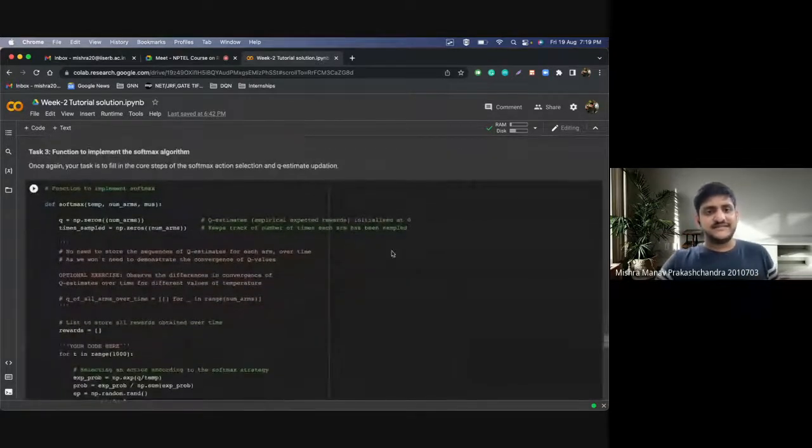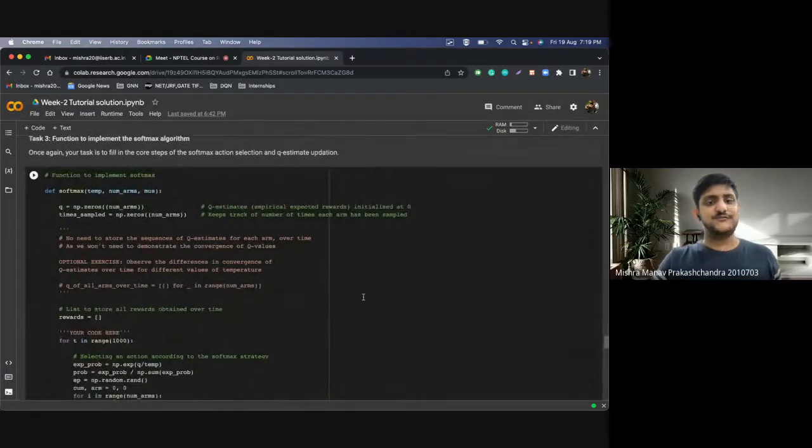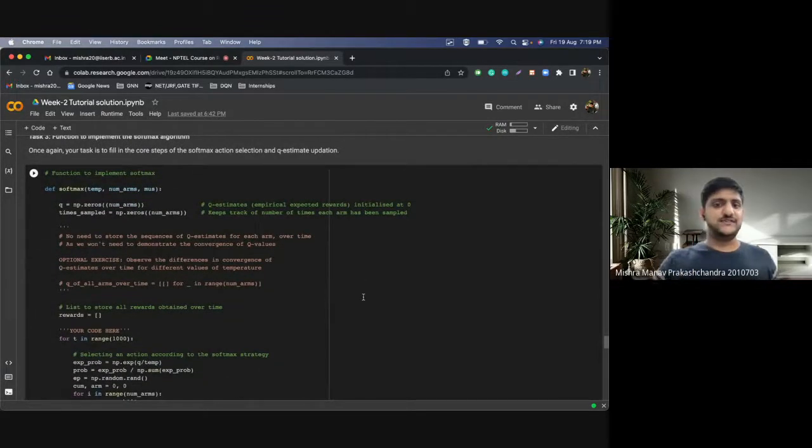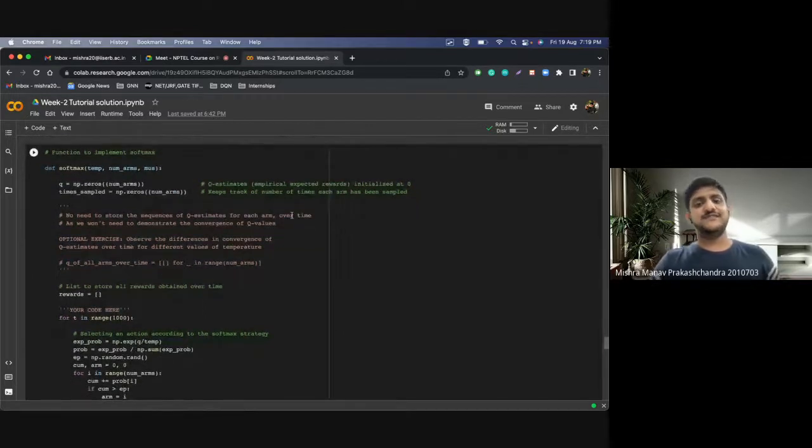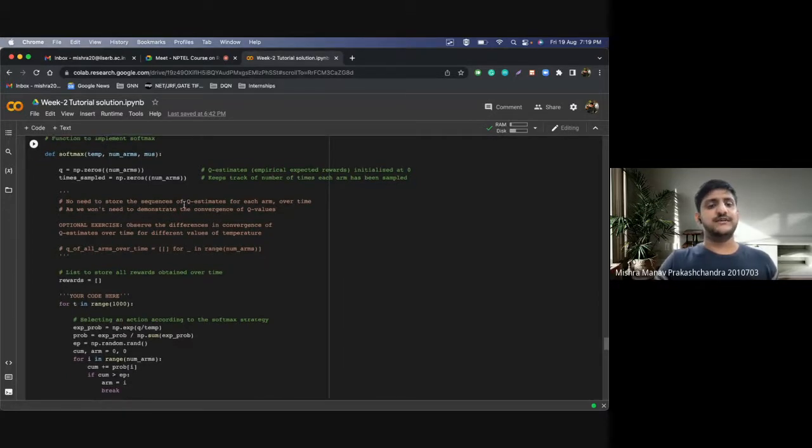Then task three was to implement the softmax algorithm. For the softmax algorithm, you initialize the Q estimates at 0. This time, sample keeps track of the number of times each arm has been sampled. In this case, you don't need to store the sequence of the Q estimate over time because we are not trying to demonstrate the convergence of the Q values now. One optional exercise for you would be to observe the difference in the convergence of the Q estimate over time for different values of the temperature.